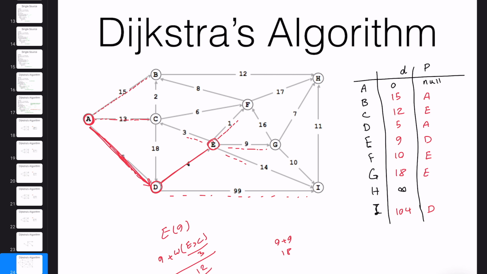The other node is I. The cost of visiting I through E is going to be 9 plus 14, 23, which is definitely less than 104. So we are going to update the cost of I as well. The parent will be also updated.